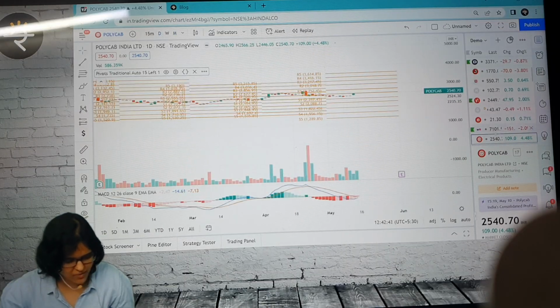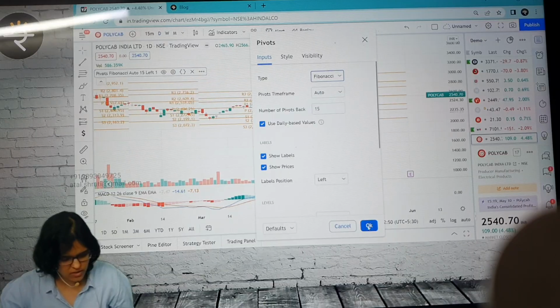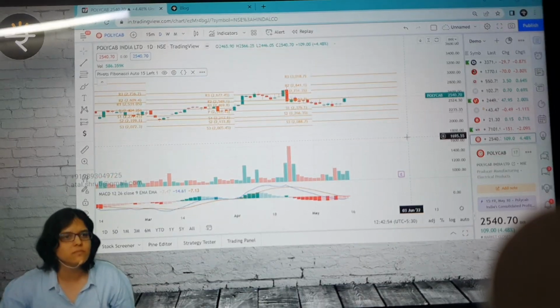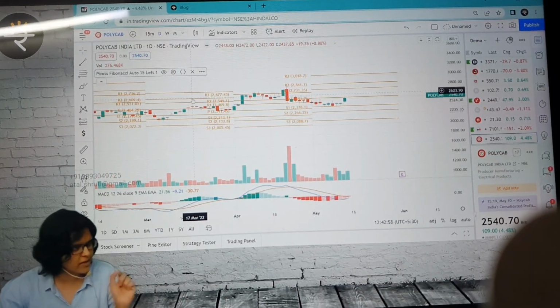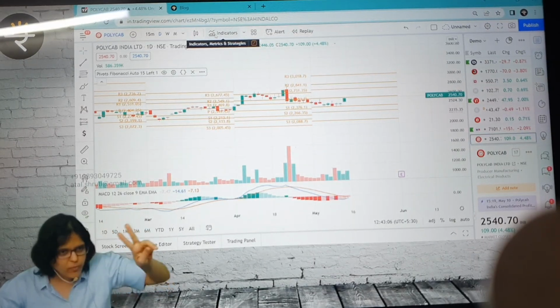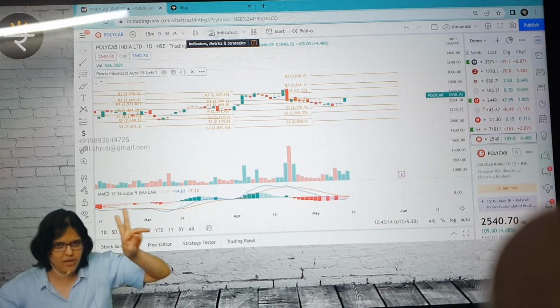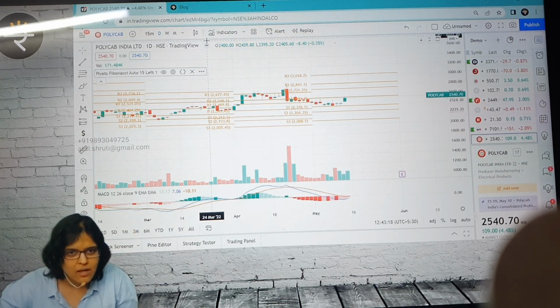If I do daily, then you'll see amazing, and you'll get confused. So instead of that, just go to the settings view. Fibonacci, okay. You have to write this down, just three steps: Indicators, pivot points, settings wheel, choose Fibonacci. Indicators, pivot points, choose the standard one, settings wheel, Fibonacci. That's it.